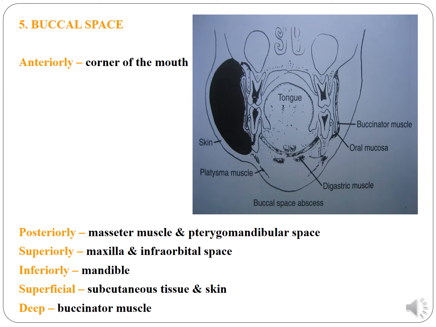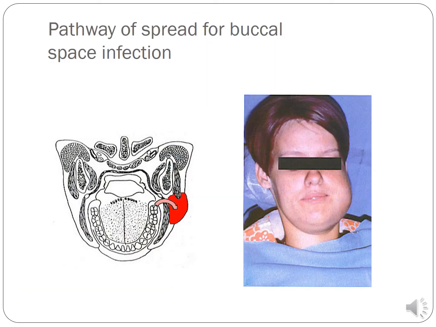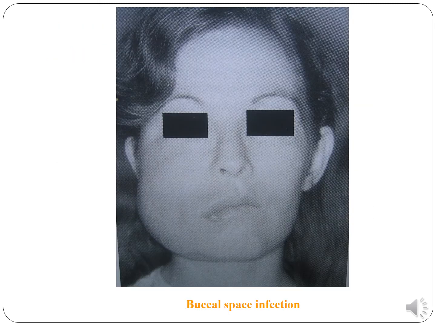Again, here the level of the attachment of the buccinator muscle determines where the infection should go. When it is going above the level of buccinator muscle attachment, the entire infection that is shaded in the dark color will be contained. This is how it appears. Look at the picture in the photograph. This is how it appears in the patient. So this is a buccal space infection.